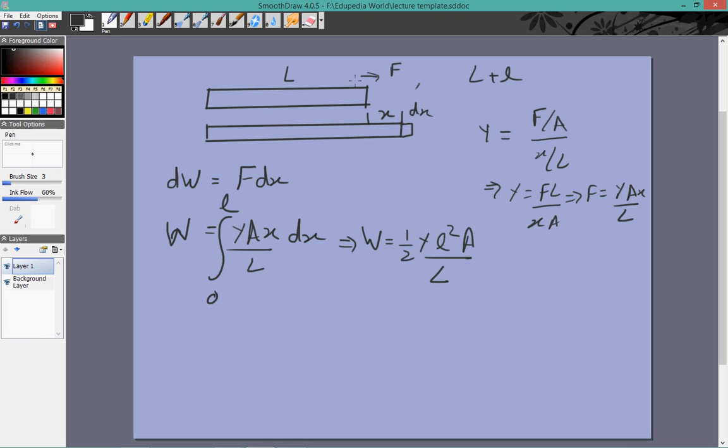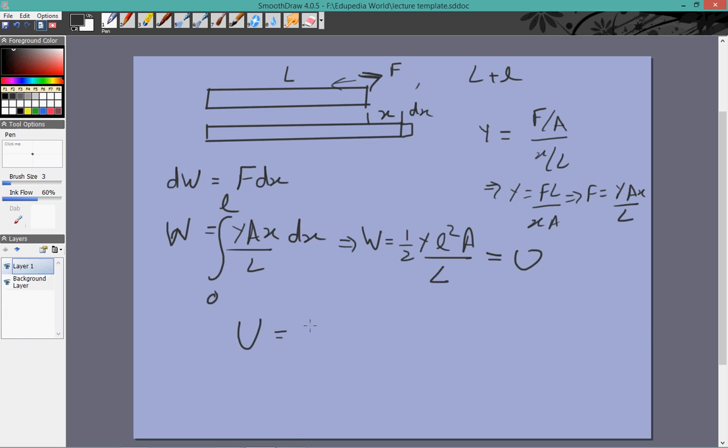This is also the potential energy stored, because the potential energy is the negative of the work done by internal forces, and the internal forces have to balance this external force, because the net force on this is 0, because the object as a whole is not moving anywhere. So this is also the elastic potential energy. It can also be written in another form.